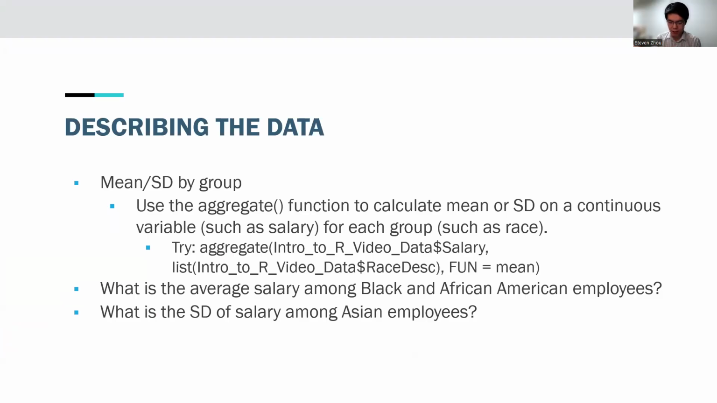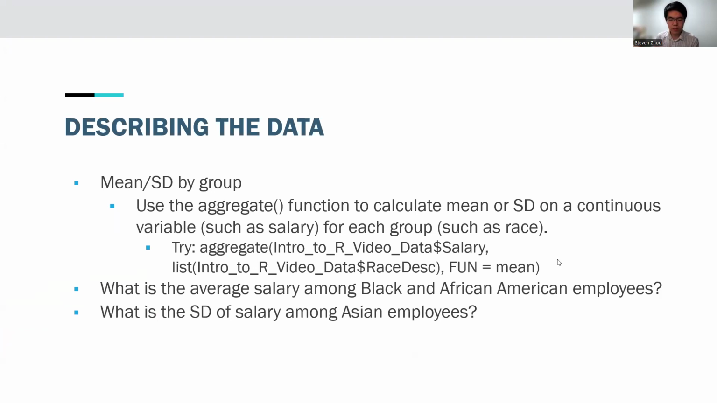The aggregate function takes 3 arguments. The first argument is what are you calculating the mean of? In this case, salary. The second argument is broken down by which group? In this case, race description. The third argument is what function to use, because you could do mean, you could do standard deviation.